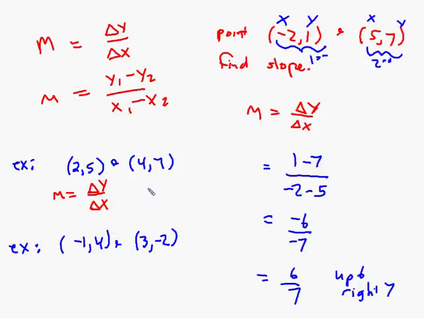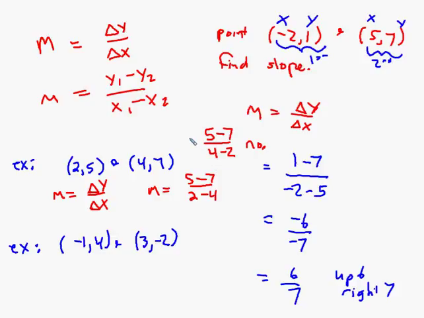Okay, go ahead, Ryan. 5 minus 7 over 2 minus 4. He is correct. Now, what if he said this? What if he said 5 minus 7 and then 4 minus 2? Is that right? No. Why not? You would have to flip both of them. Okay, say that again, Sarah.